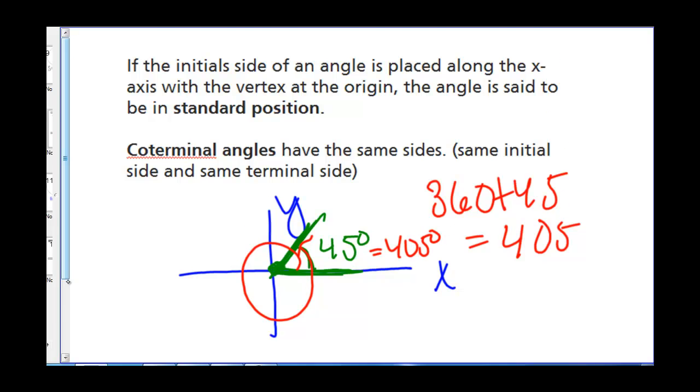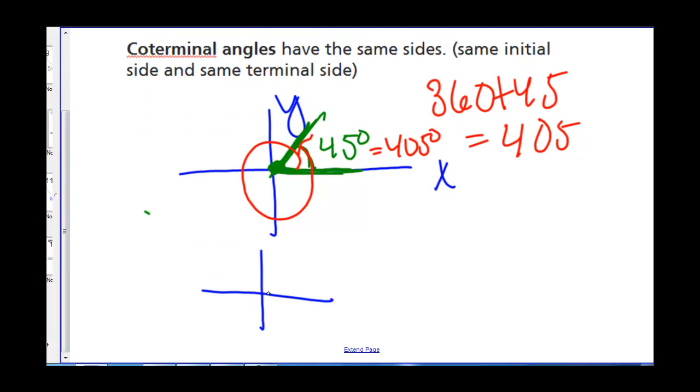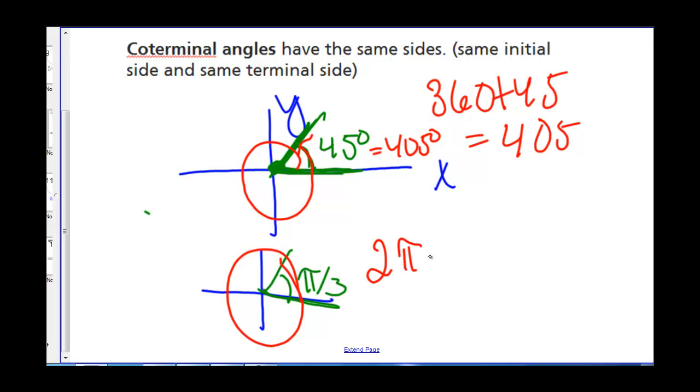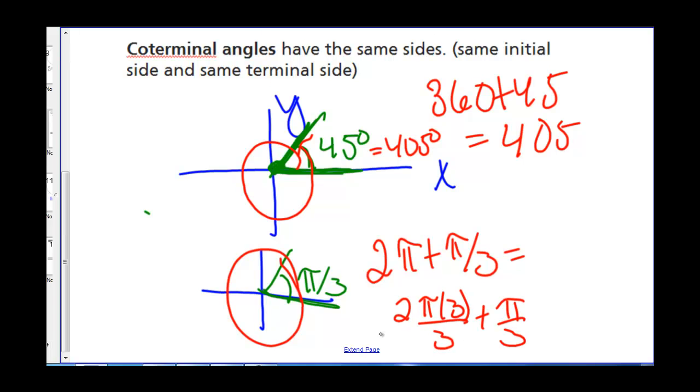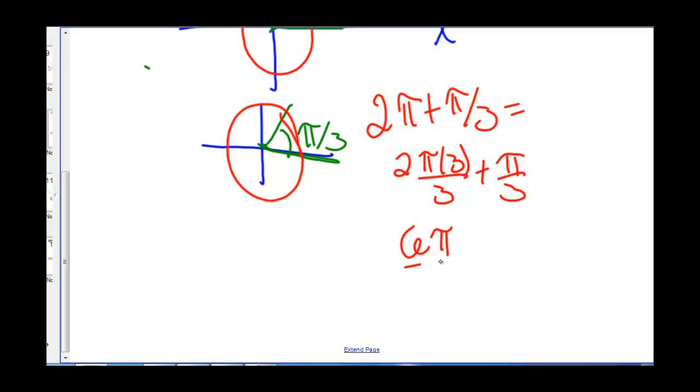And we can do that as well with radians. So if we had an angle at pi over 3, we can also go all the way around and back, so that's 2 pi plus pi over 3 radians. To get the common denominator, 2 pi times 3 over 3 plus pi over 3 gives us 6 pi over 3 plus pi over 3, which is 7 pi over 3.